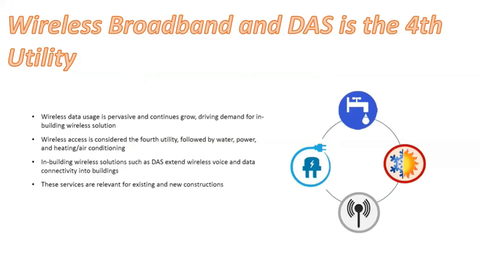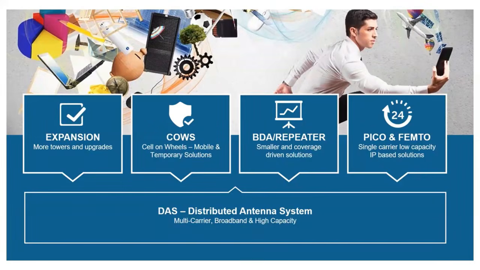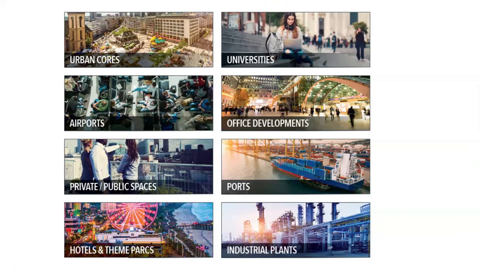And as you know, there are various important things in our life like water, power, heating and air conditioning. But nowadays, a fourth utility is important, that is in-building solution, right? Then various types of wireless solutions are possible. We can put more macro towers, cell on wheels, BDAs, pico cells and femto cells. And finally, we have the distributed antenna system. And we have discussed that DAS can be used in various locations. It may be urban cores, universities, airports, office developments, private public spaces, ports, hotels and theme parks, and industrial plants.